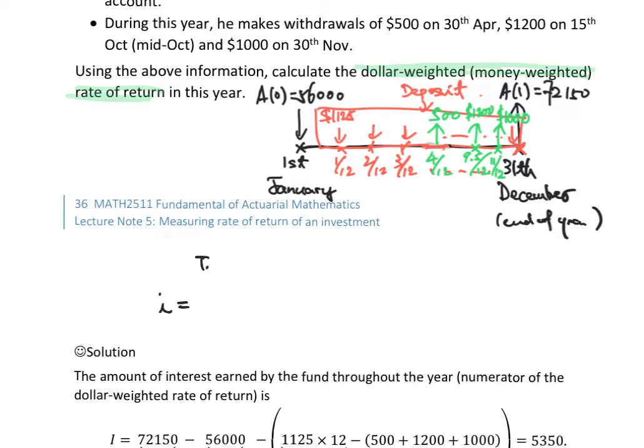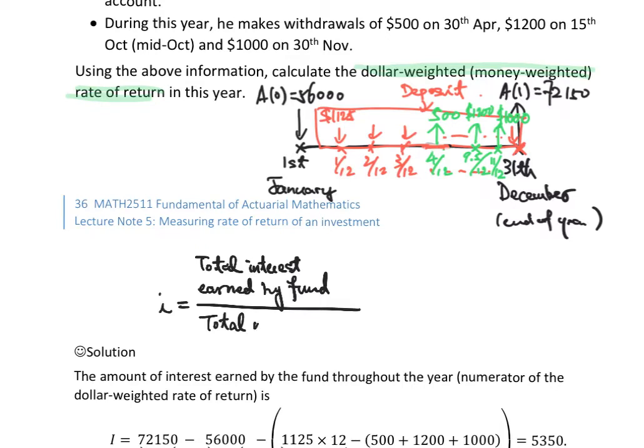Equal to the total interest earned by the investment fund, right? And then divided by what? Divided by the total weighted sum of the deposit, right? And remember, we are not talking about the total amount, it is the weighted sum, adjusted by what? The time that the amount stays in the account. Now, how do we get this?